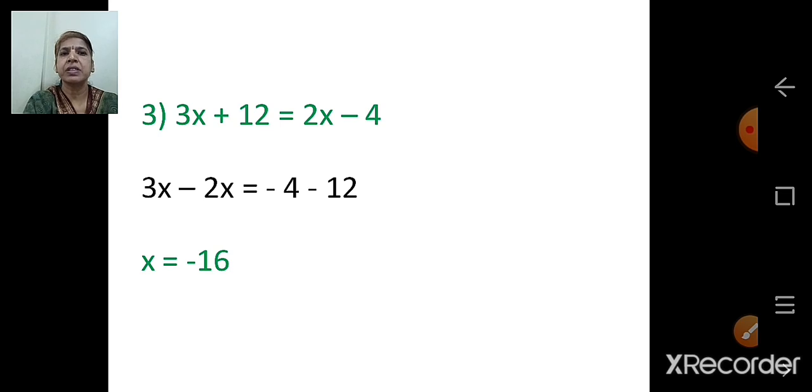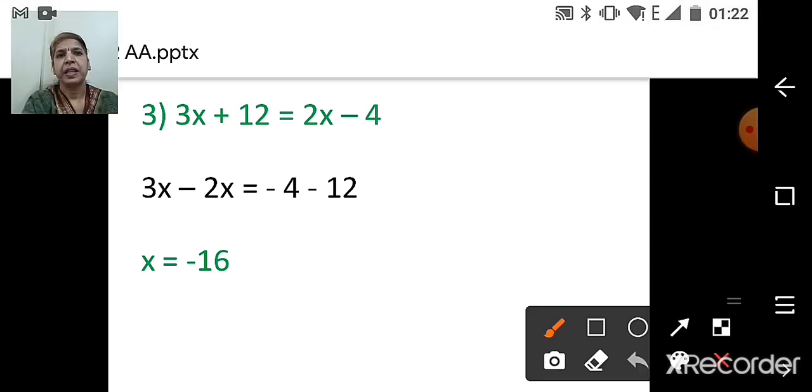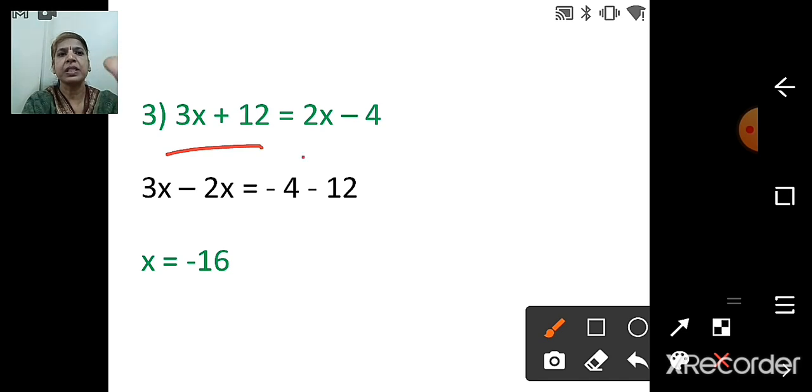Now next question, that is the third I have taken. The second is given in the assignment. Third question is 3x plus 12 is equal to 2x minus 4. 3x plus 12 is equal to 2x minus 4.